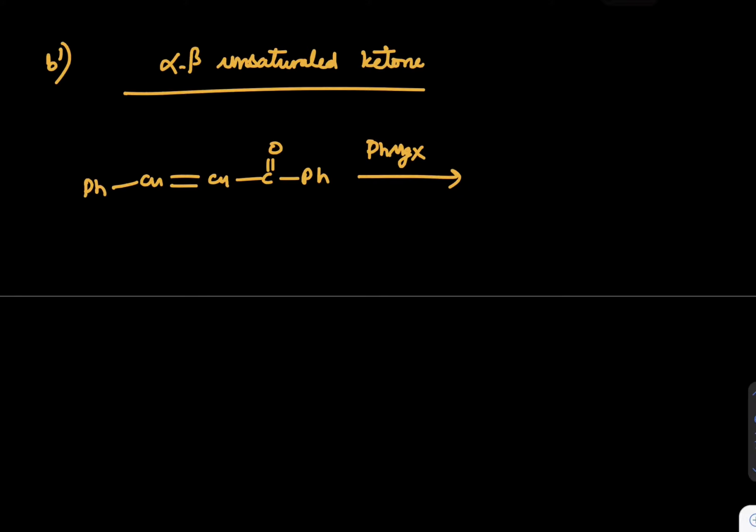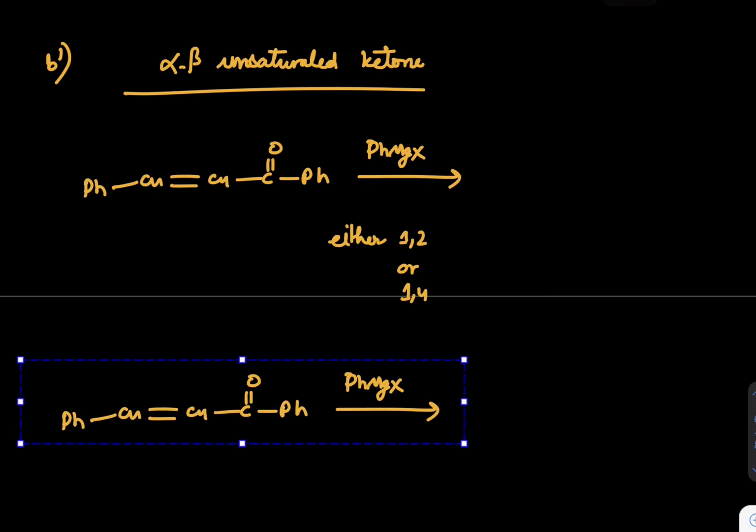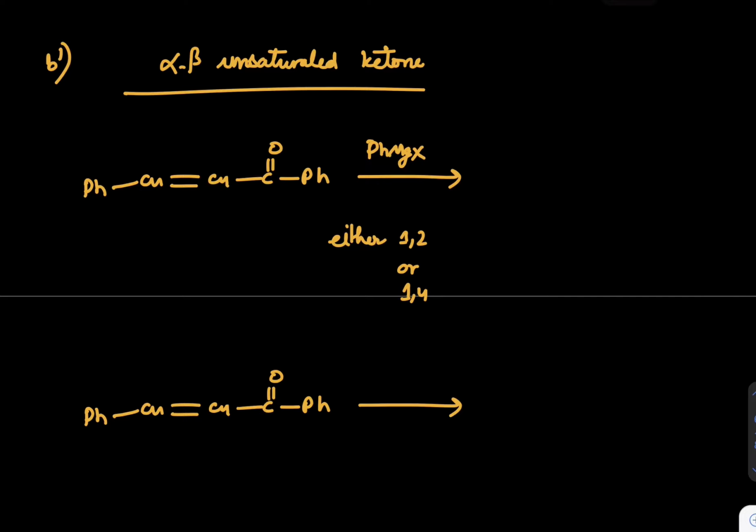So PhMgX has both possibilities, either 1,2 or 1,4, and we know that if we keep increasing the size of PhMgX, it will prefer 1,4 as compared to 1,2. But when it comes to RLi, the same question is given with RLi. I'm just writing the same question, only changing the reagent. In place of PhMgX, which is a Grignard, let's say we bring something like RLi. Then what is the difference going to be in this question?